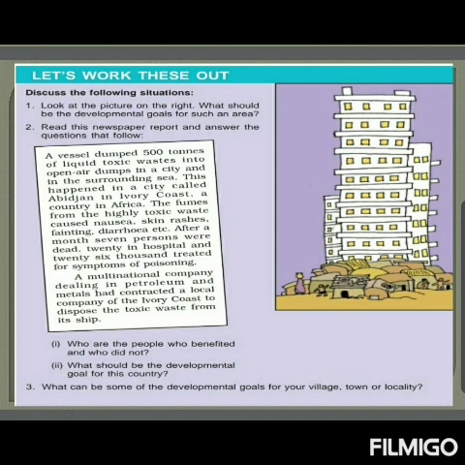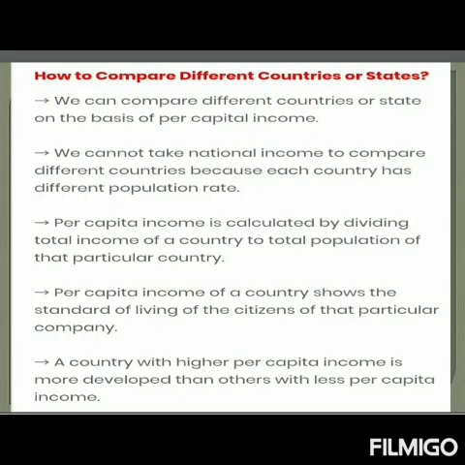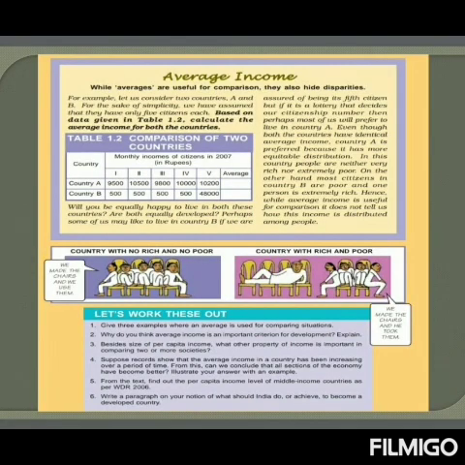Next topic is how to compare the different countries. We can compare the countries on the basis of the per capita income. We cannot take national income to compare the different countries because each country has different population rate. So it will be a difficulty to compare on the different bases. So we are taking the per capita income. And what is the per capita income? Is the average income of a particular country. This small case study is again given and questions are given.